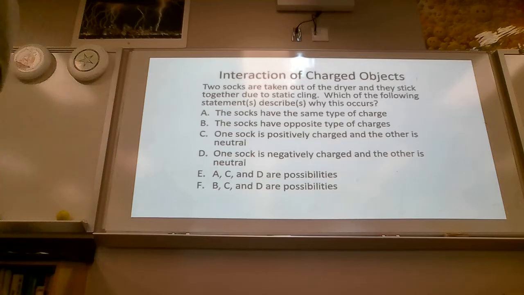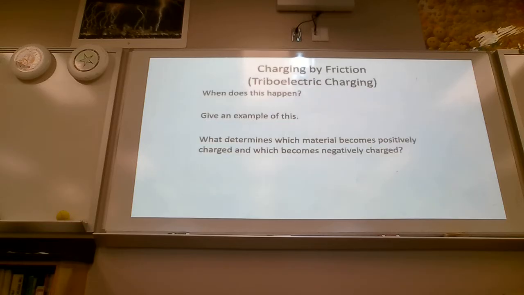Okay? You guys know what static cling is, right? You guys are doing your own laundry at this point, right? If you aren't, you need to learn. It's a good life skill. Okay. All right.